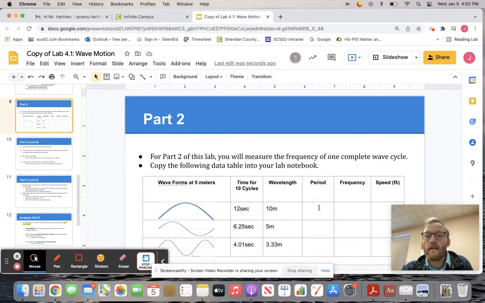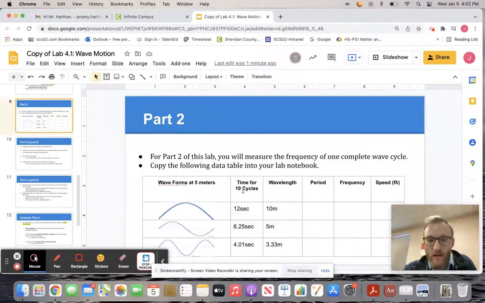So we can imagine then that for this one, it makes sense that this number should be the biggest, because it takes the longest for that one big wave to happen. Then as the waves get shorter and shorter, that period, or how long it takes for that wave to happen, gets smaller and smaller. So we should see these numbers start to decrease. So we're just simply taking our time divided by the number of cycles, or 10 cycles.